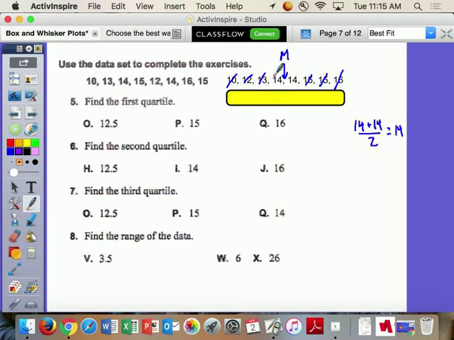From there, we need to find the middle here and the middle here. So 1, 2. So we need to find the middle of 12 and 13.